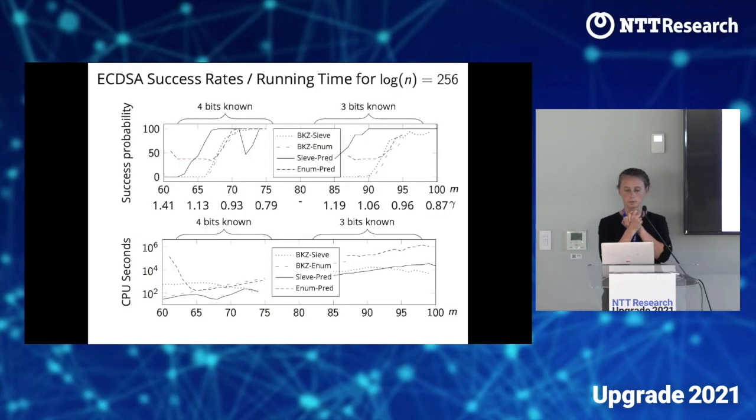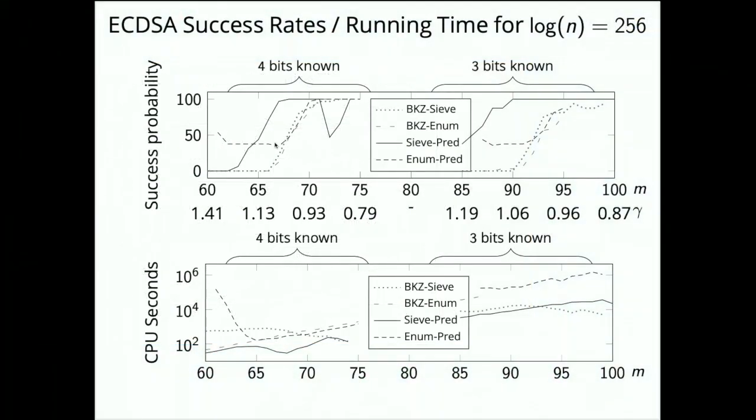So if you want some experimental results, this is what these things look like. I will try to walk through this. BKZ sieve and BKZ enum are the algorithms. This was the starting point for the state of the art, applying our optimizations but not using the predicate idea. So this is if you just run BKZ and then ask, is our target vector in the reduced basis or not? And this plots the success probability here.